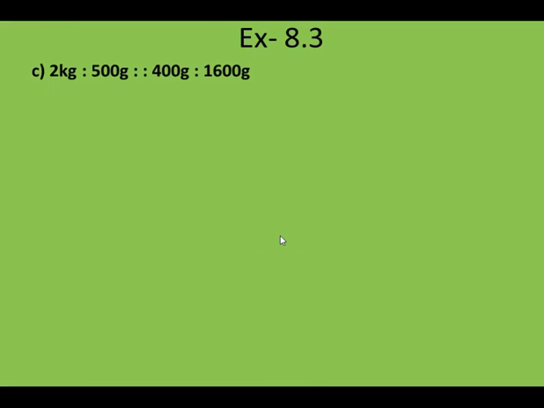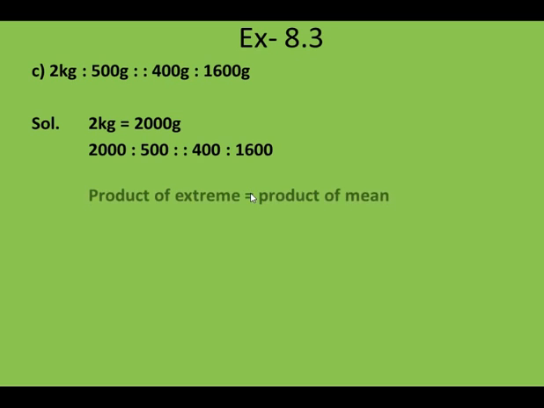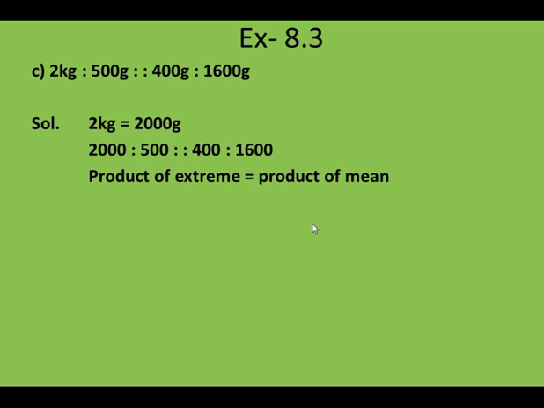Then we are having C part. So 2 kilogram is to 500 gram proportion, 400 grams to 1600 grams. So 2 kilogram is equal to 2000 grams. So we can write it as 2000 is to 500 proportion, 400 is to 1600. Now let us see if they are in proportion or not. So product of extremes should be equal to product of means. So we can say 2000 into 1600 is equal to 500 into 400.